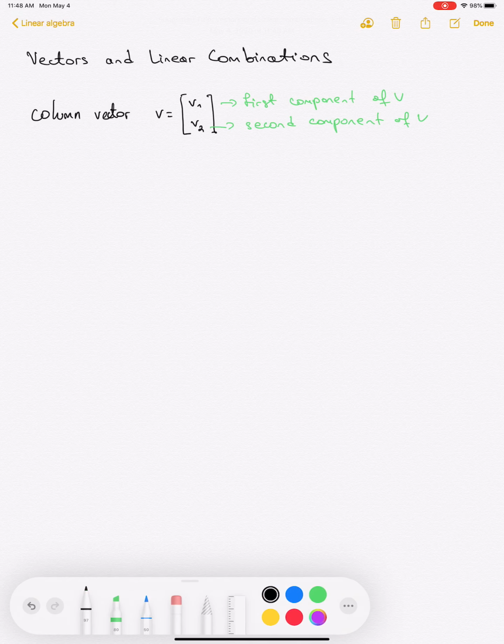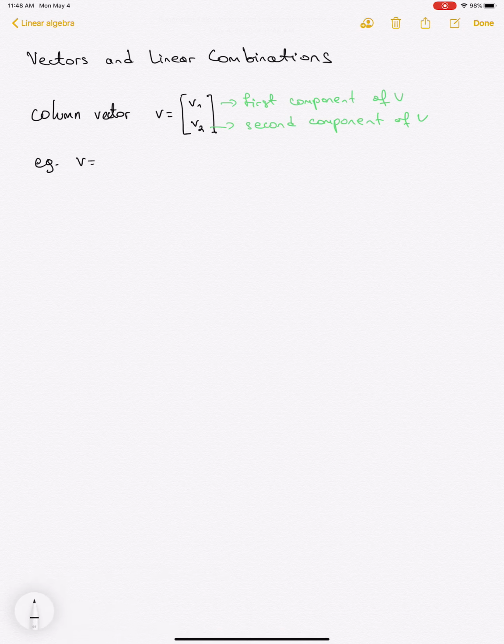For example, V could be the vector 2, 3, or another vector, let's say W, could be minus 3.5 and 0.5. There could be many different numbers. You could have another vector, say U, equal to pi and e, these numbers that many people don't really like, that come from calculus. We're not going to need pi and e, so do not worry about that. So these are different examples of vectors that have two components.